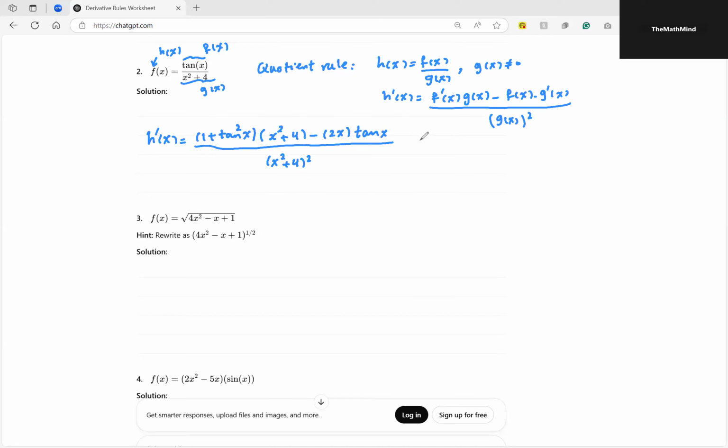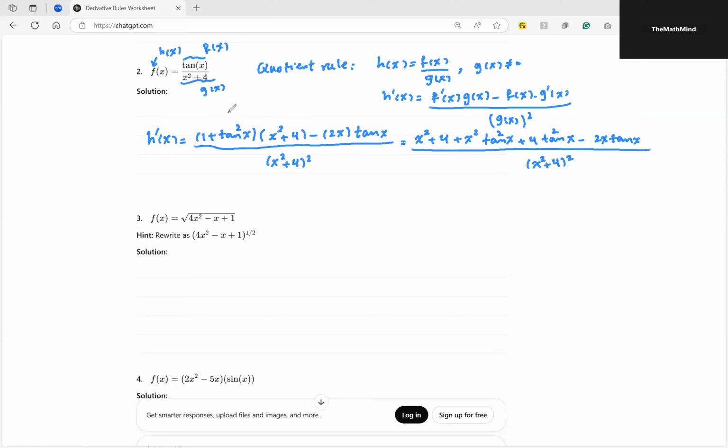You can simplify this more. This will be x squared plus 4 plus x squared tan squared x plus 4 tan squared x, then minus 2x tan x, all over x squared plus 4 to the power of 2. This is the final answer. We cannot simplify this more.